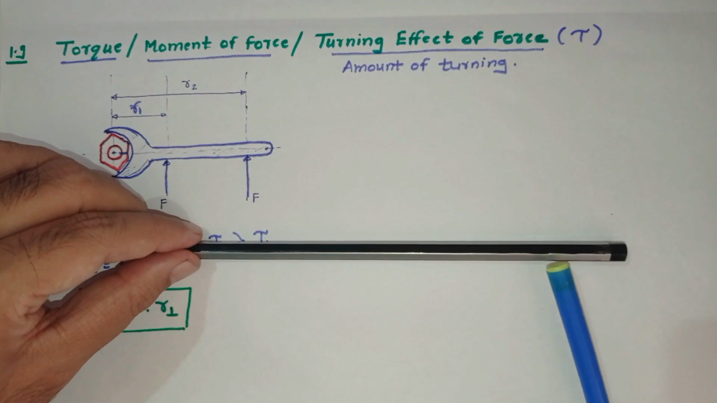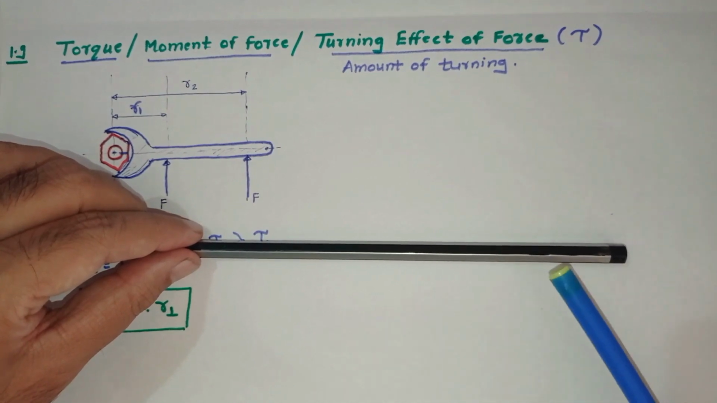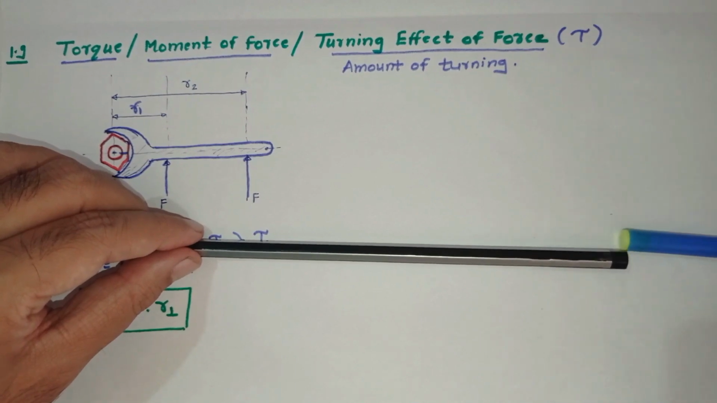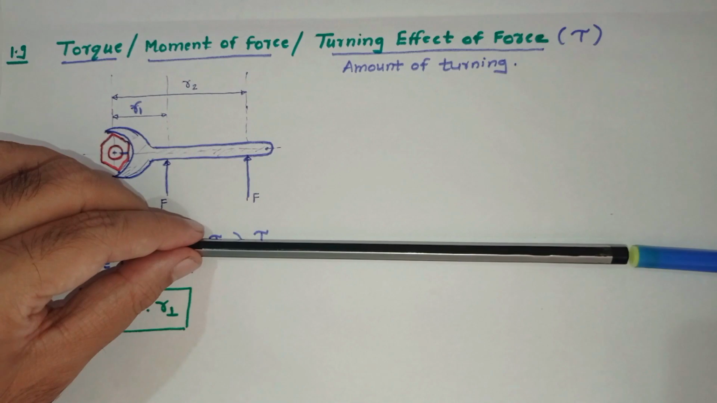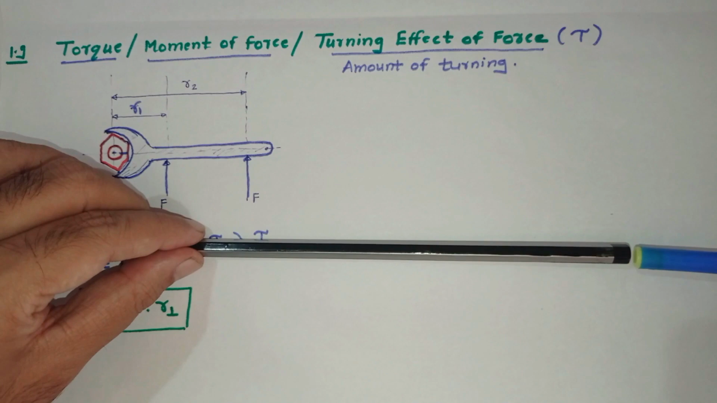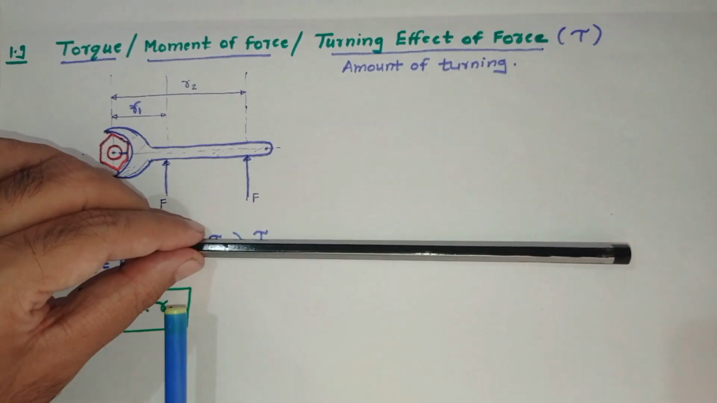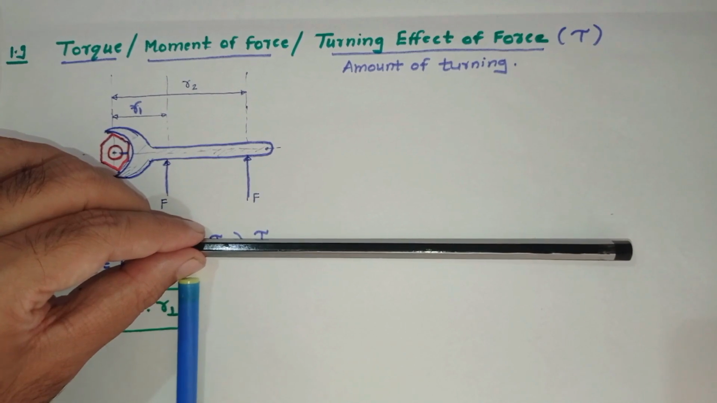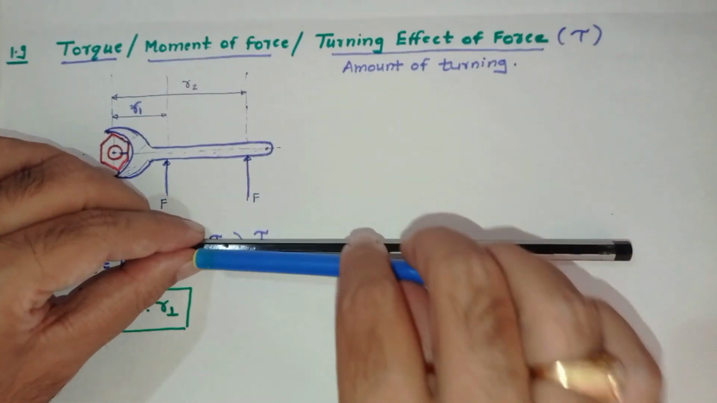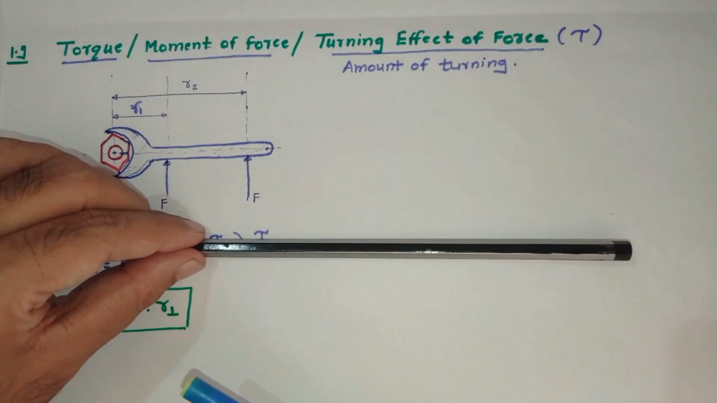Then another point we'll consider. Now I want to rotate this rod. If I apply the force like this, if the force is passing through the point of rotation, then this rod will not rotate. Or if I apply the force from here, then this rod will not be rotated. इसको rotate नहीं कर सकते because the force is passing through the point of rotation. रोटेशन से पास हो रहा है तो we cannot rotate this.